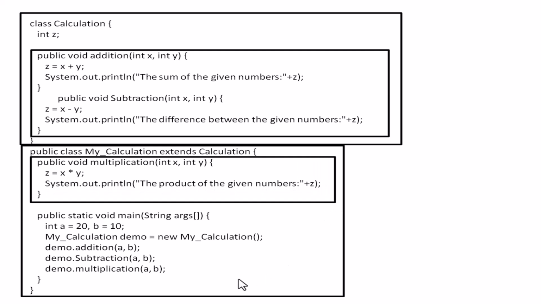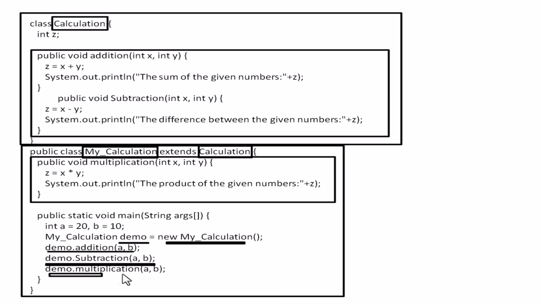Here MyCalculation is the name of the class. It extends Calculation and creates an object called demo = new MyCalculation. Demo.addition is going to calculate the addition. It uses extends Calculation, whereas Calculation is the name of the first class. It is going to calculate the sum, addition and subtraction. These two are from the base class, and multiplication is from the derived class.